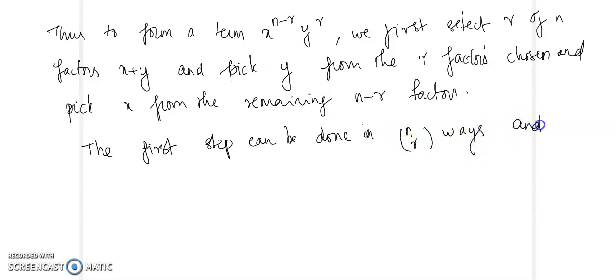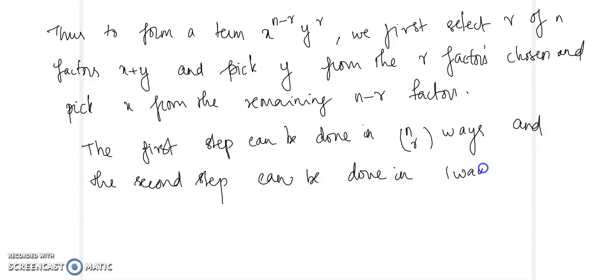and now once we choose r, the rest, definitely there will be n minus r. Then from those n minus r we have to pick x. So that can be done only in a single way. And the second step can be done in one way.